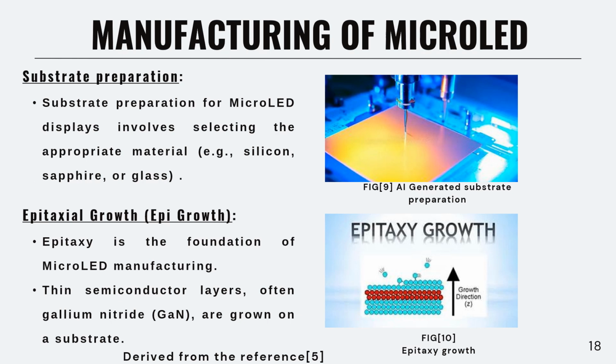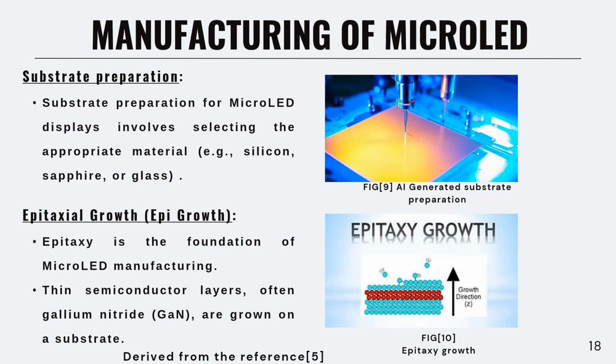Then we can move to the manufacturing of micro LED display. The first one is substrate preparation. In the case of substrate preparation, the first step is the selection of substrate material. The choice of substrate material is essential and depends on factors such as cost and compatibility with the epitaxial growth process. The substrate materials are sapphire, silicon carbide, silicon, etc.